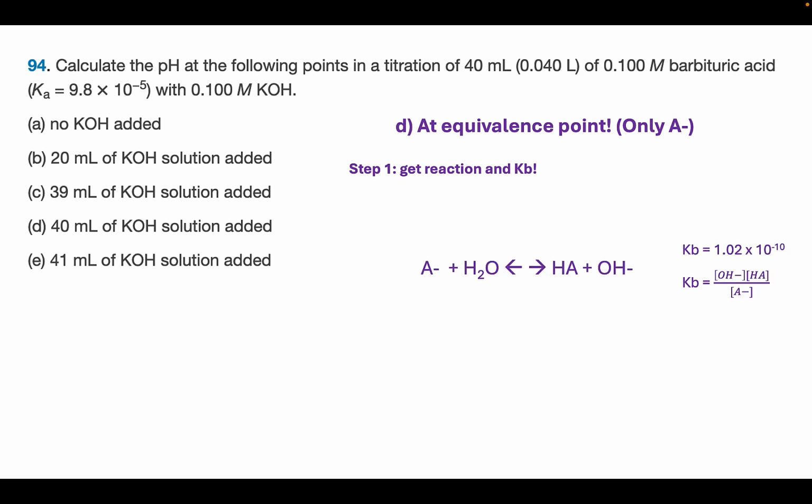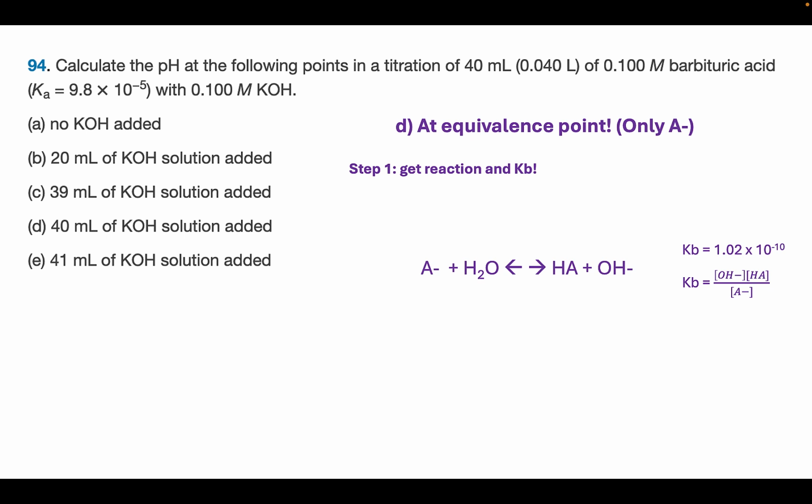A minus in water makes for an equilibrium, and we solve for Kb based on the Ka of the barbituric acid. This is from Ka times Kb equals Kw. This is to say if we have the Ka of our weak acid, which we do, we can calculate the Kb of our weak base conjugate, which we've done here. And this is the equilibrium and the reaction.